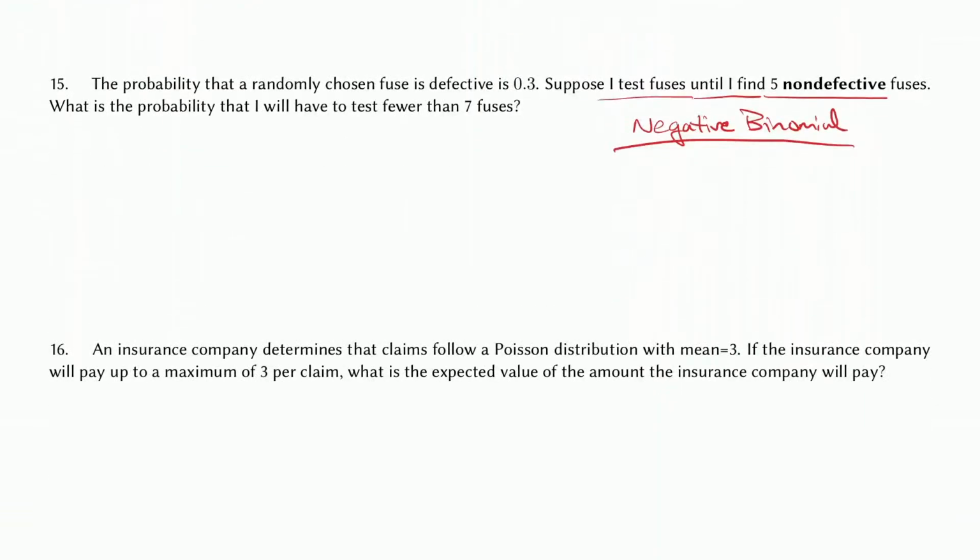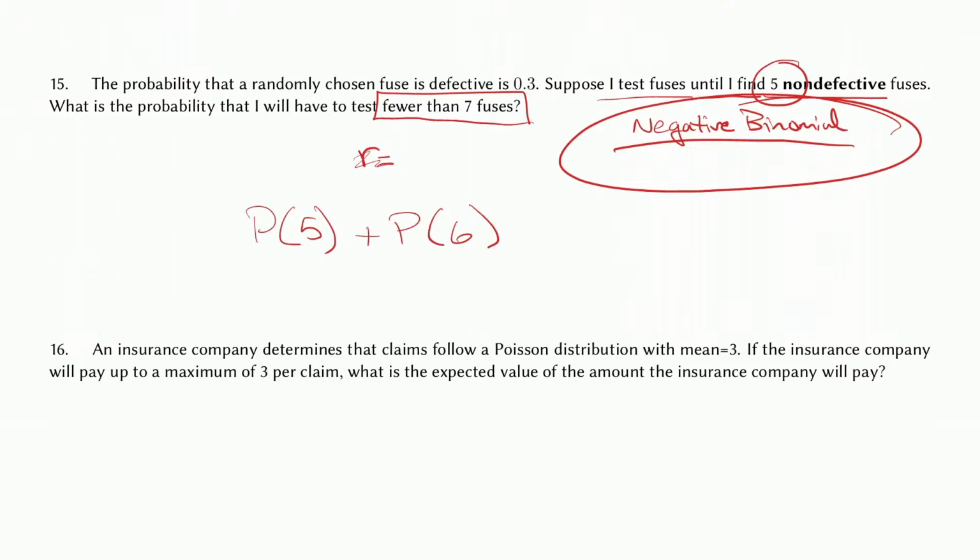So when I was rudely interrupted, we were testing fuses until, just kidding, until you got 5 non-defective fuses. This is a negative binomial random variable because you're going to keep doing something over and over again until you find 5 of them. So it's probably easier to think of this as negative binomial, but if you test fewer than 7 fuses, what you could do is say, what's the probability that you get it in 5 fuses plus the probability of 6? You could do this without knowing this word, just by thinking about the probabilities.